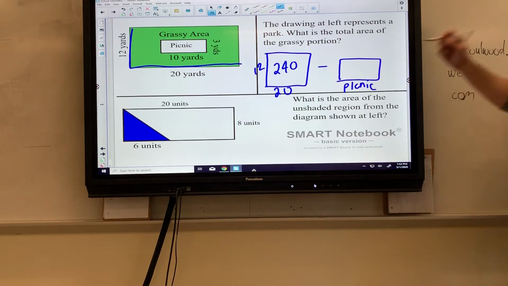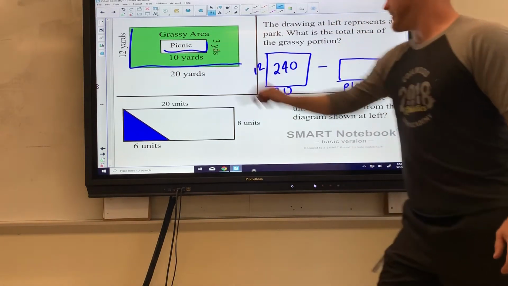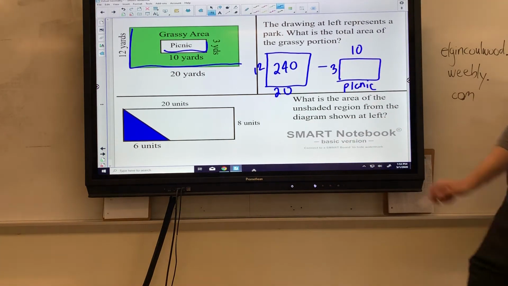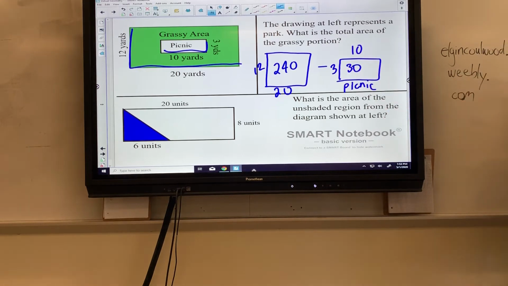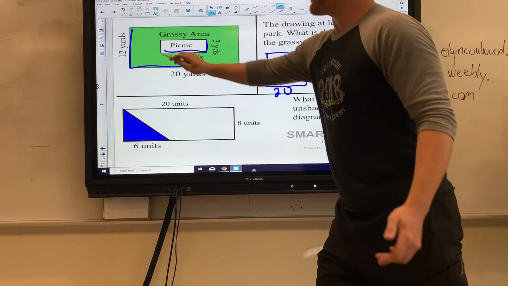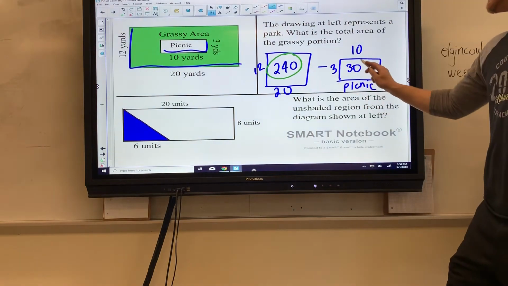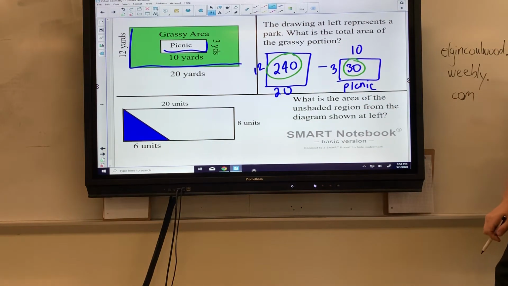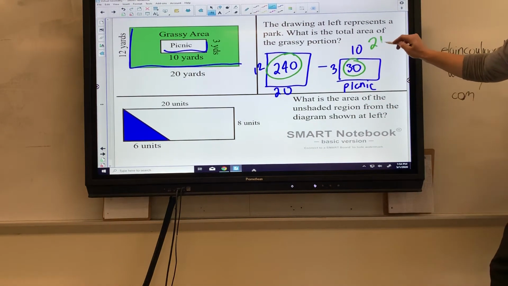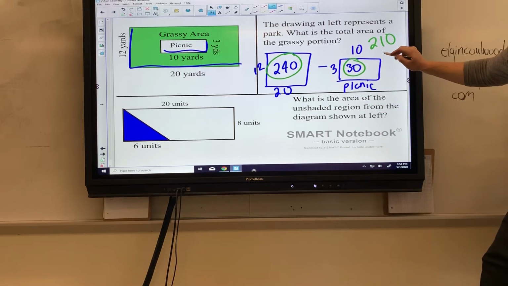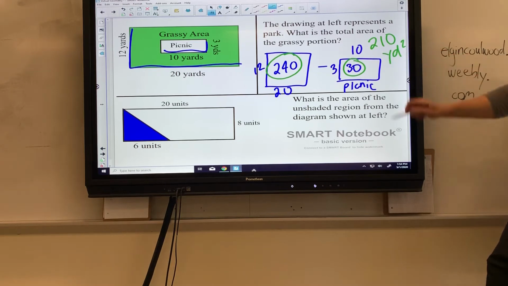Picnic area is 10 by 3, and I just gave the answer. 10 by 3 does give us 30. Now, the fact that we're not accounting for the picnic area, we're looking for the area around it. The bigger rectangle, which is 240, minus the picnic area 30, 240 minus 30 gives us 210. And since it's yards, it's 210 square yards, or yards squared.